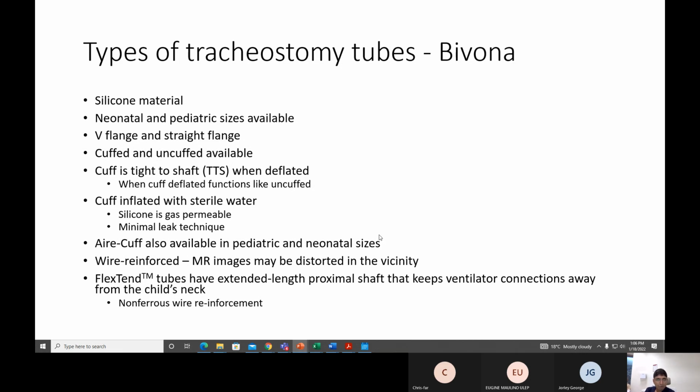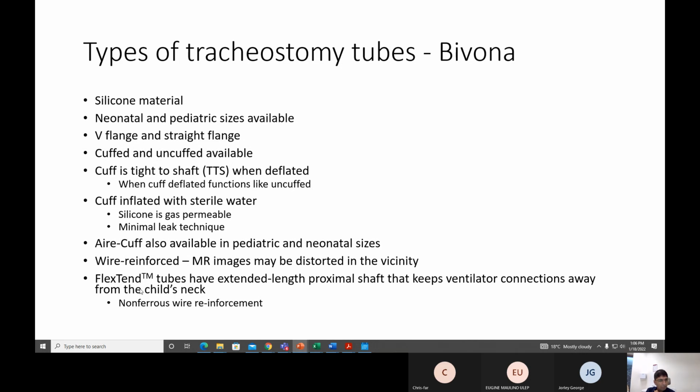An important aspect to note with Bivona is it's wire reinforced. So MR images may be distorted, especially if you're doing an MR of the neck and upper chest, then the tracheostomy tube can interfere with the quality of the images. You can still do an MRI of other areas like brain and stuff like that because it's MR conditional. But the area closer to the tracheostomy tube is usually very distorted. So if you want to do a neck or upper chest with a Bivona patient, you have to change the tracheostomy to Shiley so that it's not interfering with the images.